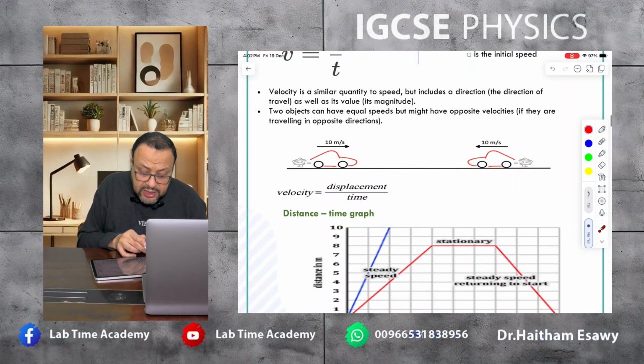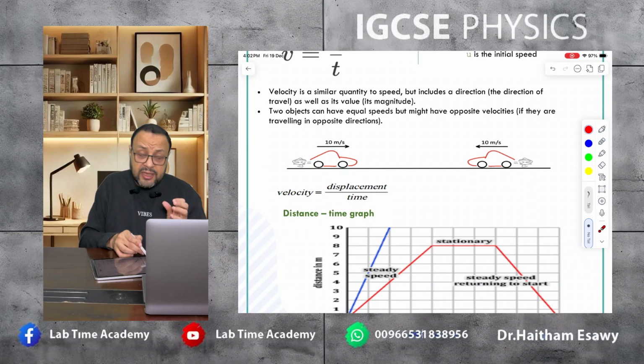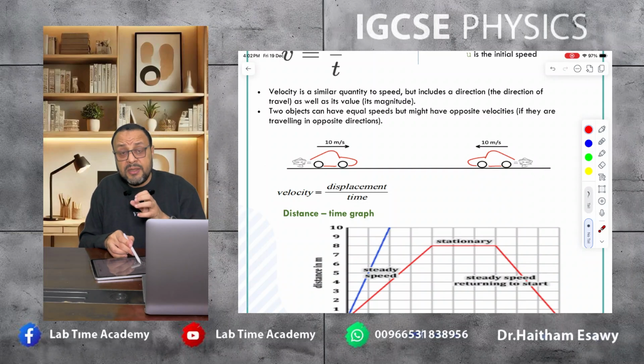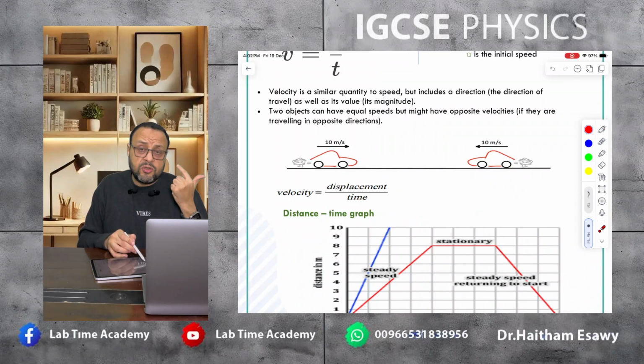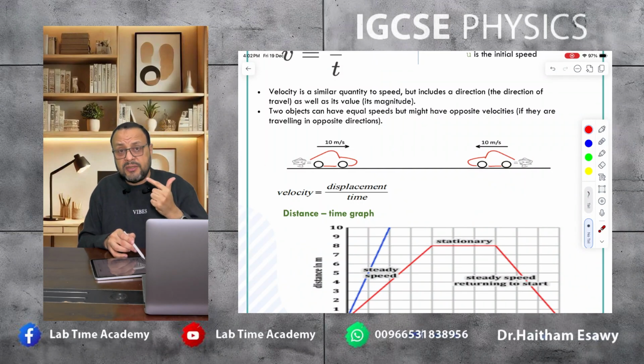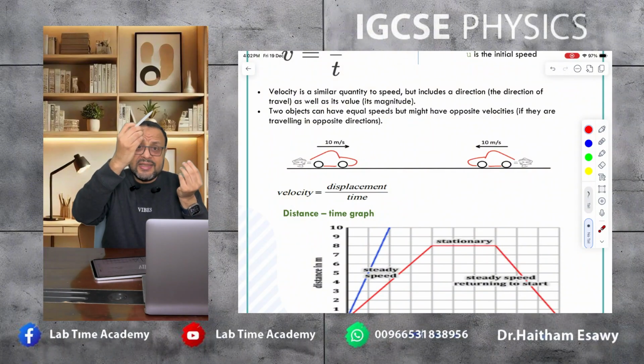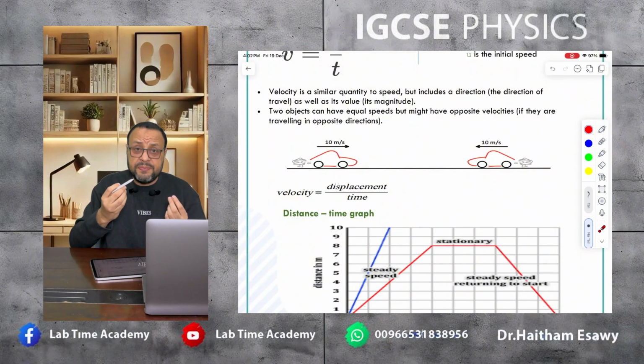So we have different velocities, but they have the same speed. If I want to calculate the velocity, it equals displacement over time. Why? Because velocity is a vector and equals displacement, also a vector, divided by time. If you talk about speed, the speed equals distance divided by time. Speed, distance, scalar. Velocity, displacement, vector.